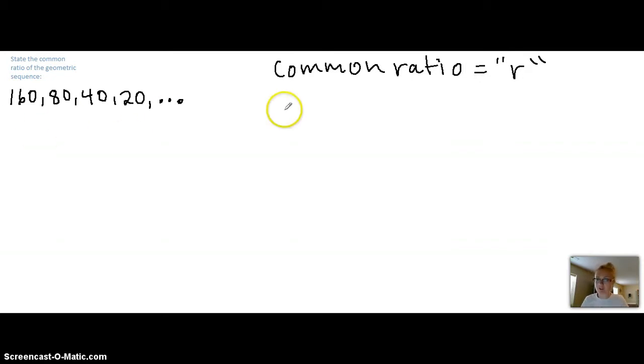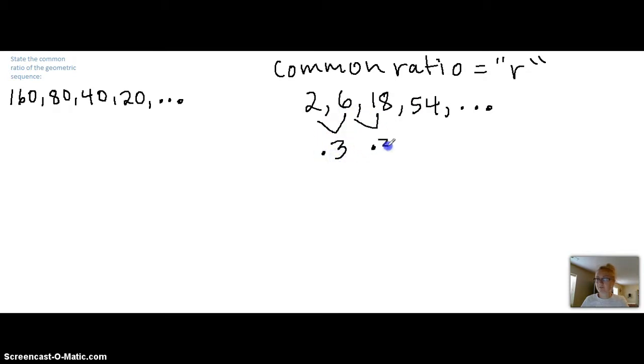next one. So let's see, if I start out with 2 and I say my common ratio is 3, then I'm just going to multiply 2 by 3 to get 6. To get the next term, I'm going to multiply by 3 to get 18. To get the next term, I multiply by 3 to get 54, and so on and so forth. So you can see here the common ratio is 3. We're multiplying by 3 each time.